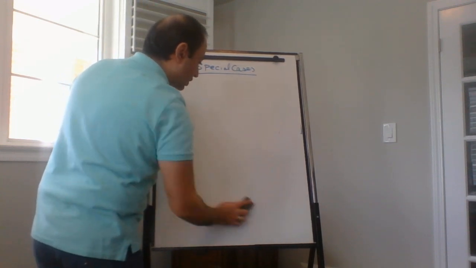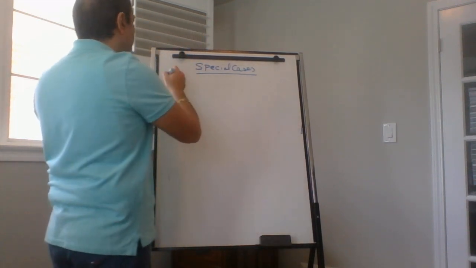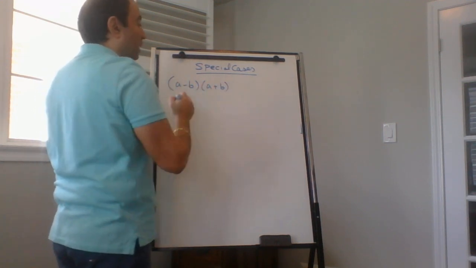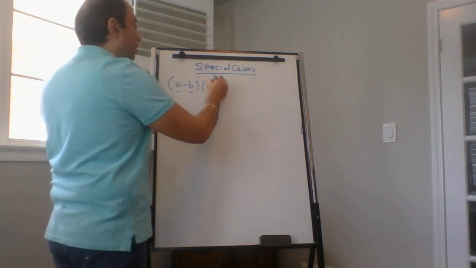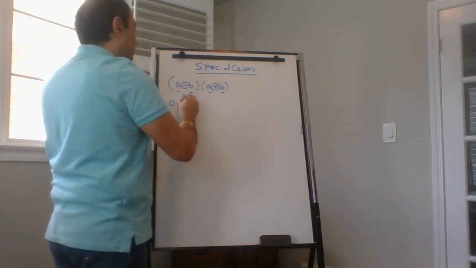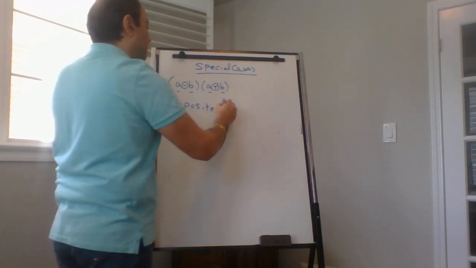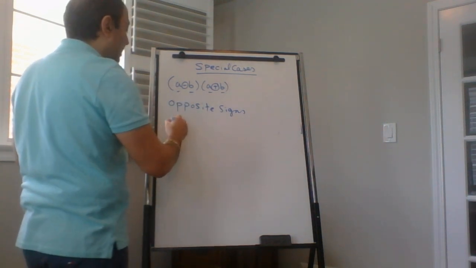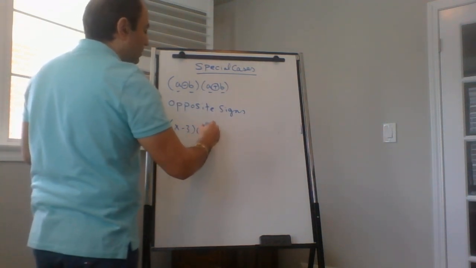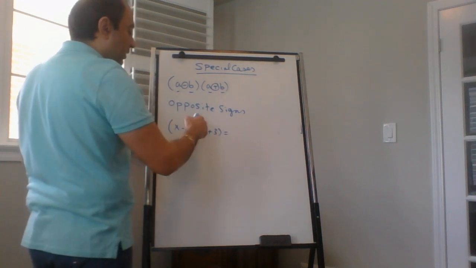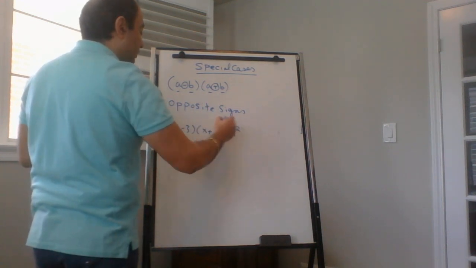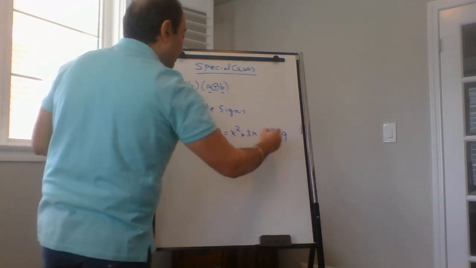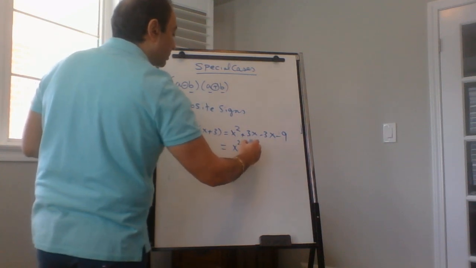The second special case is when we have something in the form of (a minus b)(a plus b). Same exact terms, opposite signs. One is positive and one is negative. So example, let's do (x minus 3)(x plus 3). If we expand this using FOIL, we get x squared, plus 3x, minus 3x, minus 9. Combine like terms, we get x squared minus 9.